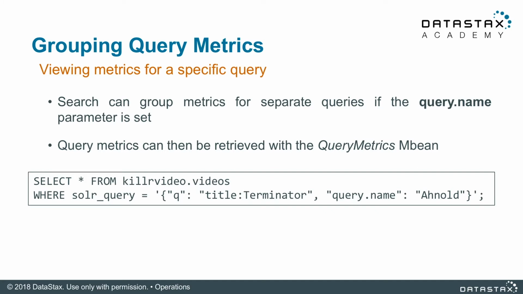Another great troubleshooting tool can be found in DSE Search, and is the query name parameter that can be added to a search query. This can only be done with a JSON search query, but when used, DSE Search will then be able to collect and aggregate certain metrics for all the executed queries that use the same query name. In the example below, we have a search query that is searching for documents with the term Terminator in the title field and a query name set to Arnold. The query metrics are exposed through the JMX query metrics mbean, which we'll take a look at next.